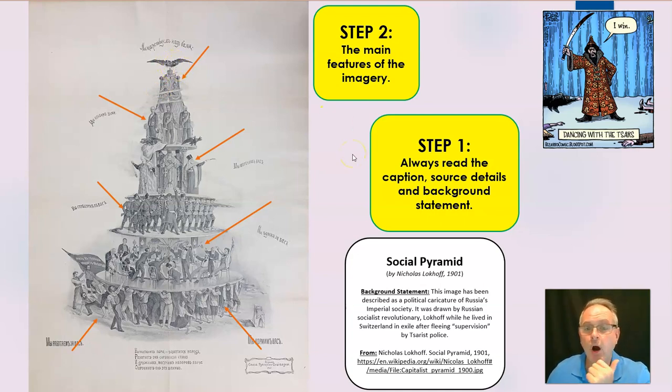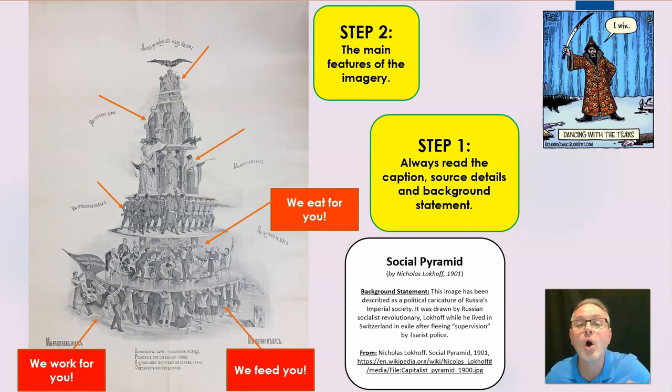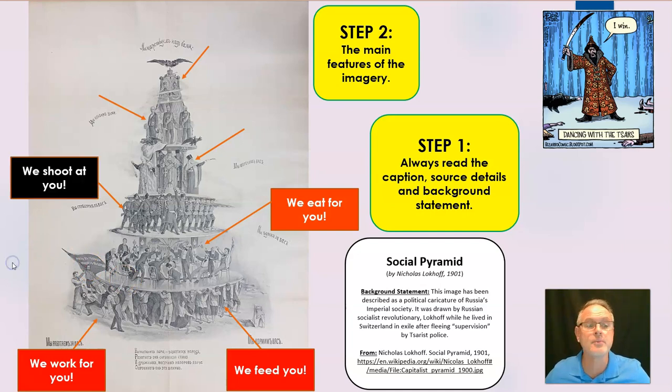Let's go through. I've done some translating for you. Down the bottom, we have our peasants. We feed you. We've got our workers, one of them waving the red flag of Russian Soviet revolution, socialist revolution, Marxist revolution. We work for you. The next level is eating for them. It's the bourgeoisie, it's the investing middle class. It's those people of Russian society who are wealthy, employers, own the factories, the capitalist exploiters of the workers.